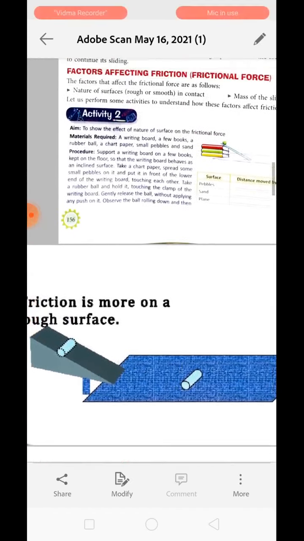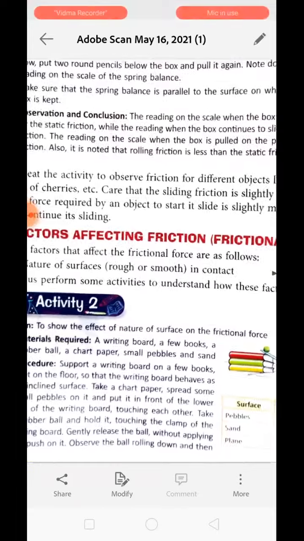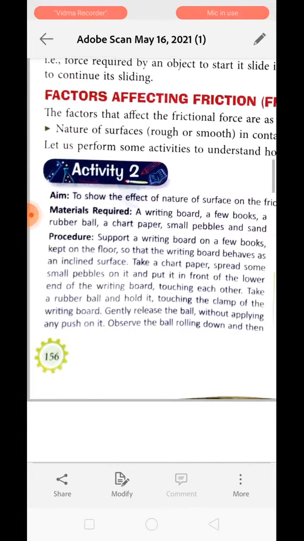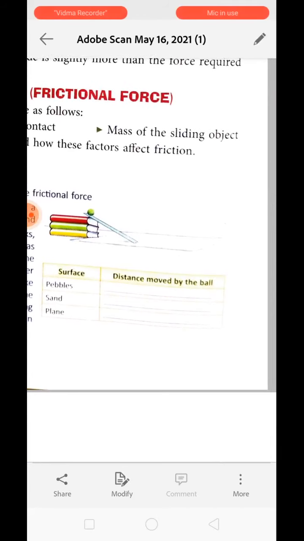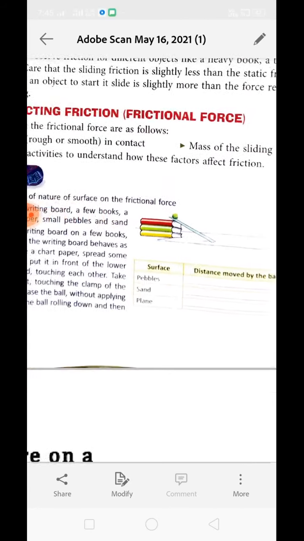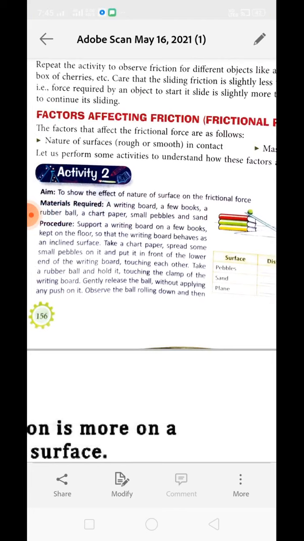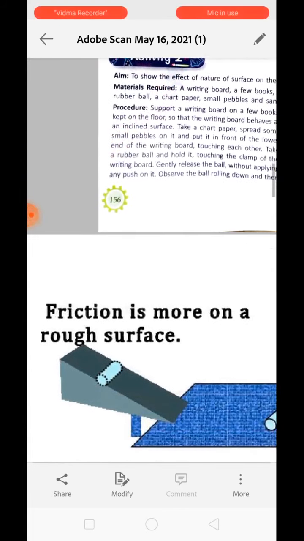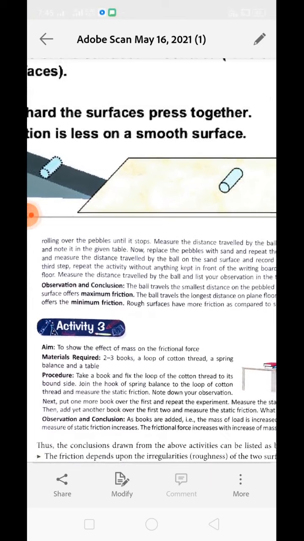In page number 156, the factors that affect friction force are as follows. See over here, the first one is nature of the surface in contact. The second one is mass of the sliding object. The example of the first one, that is nature of surface in contact, should be written from the conclusion part of activity number 2.